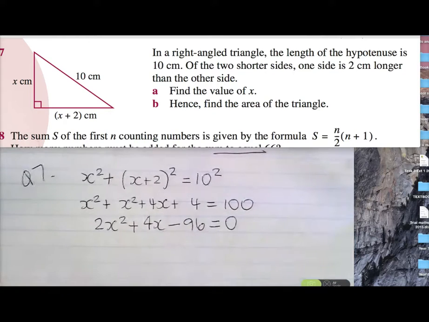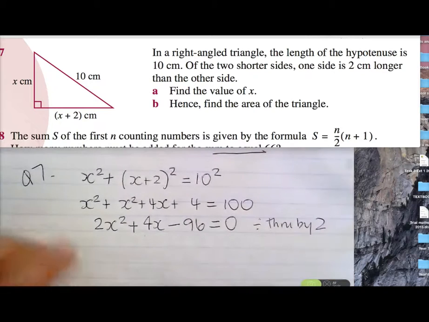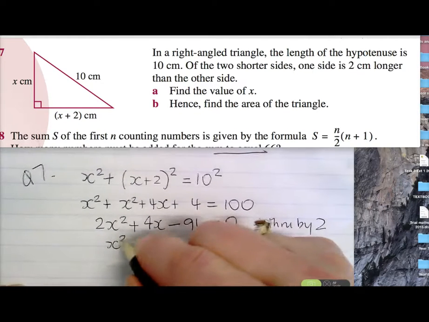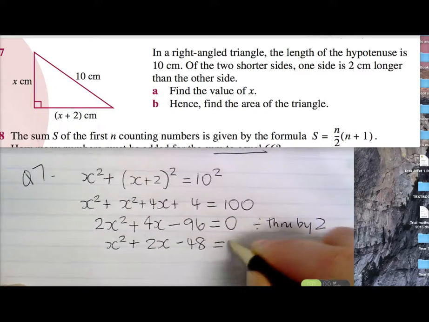Girls, you need to listen. See how there's a 2 in front of the x squared? It'd be really good to get rid of that 2. Is everything divisible by 2 here? Yeah. So divide through by 2. Divide both sides by 2. So if you're dividing both sides by 2, you're dividing every single term by 2. What do you get? X squared plus 2x minus 48 equals 0.